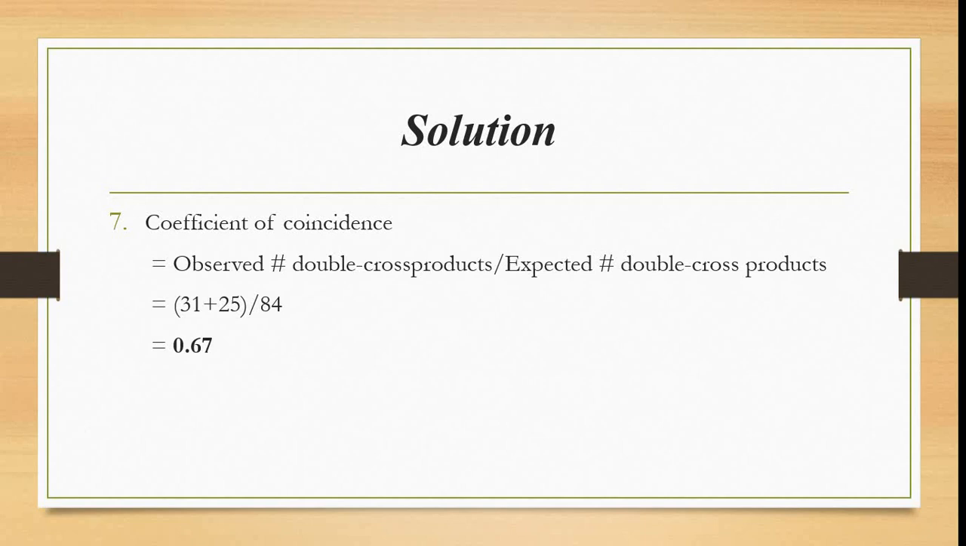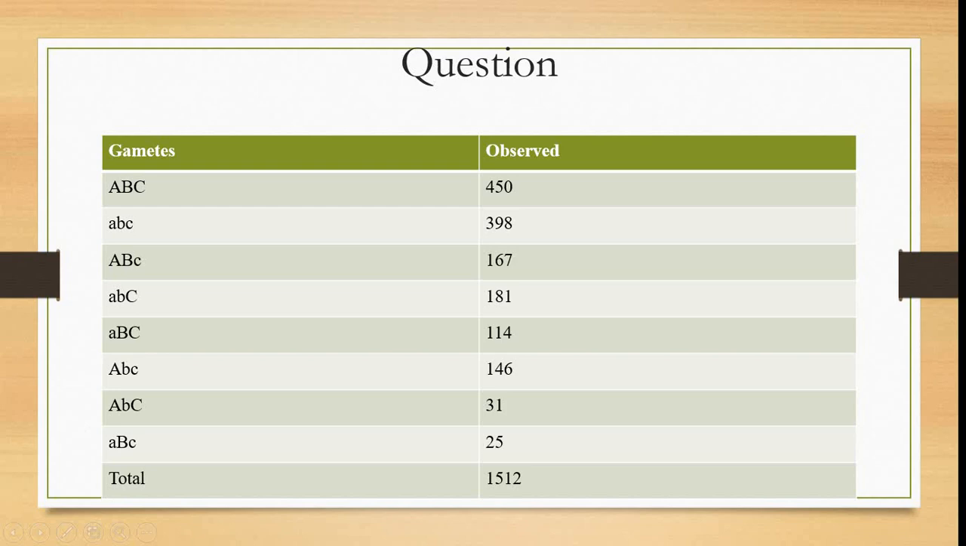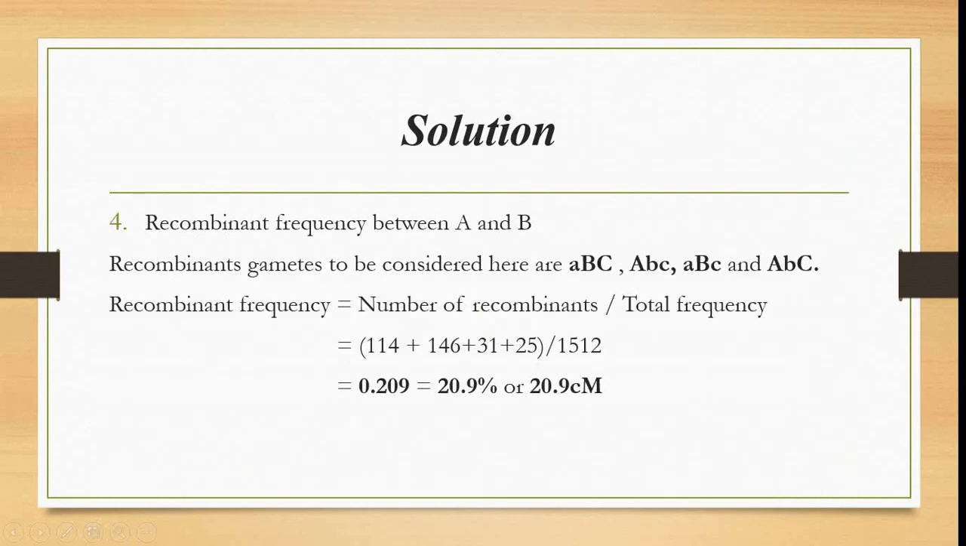Right. So the coincidence is measured by dividing the observed number of double crossover products by the expected number of double crossover products. So the observed number is what's in the table. So all numbers in the table are observed values. So if you go back to the table, you have 31 for the observed value of one and then the 25 for the other. So the capital A, small b, capital C, and the small a, capital B, small c. We realize that those are the double crossover products. So their observed values were 31, 25. So we add them, we get the observed value.